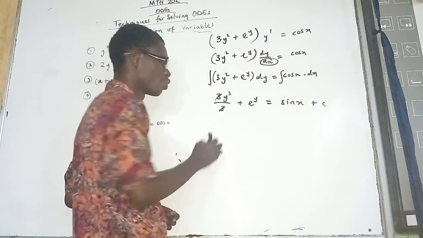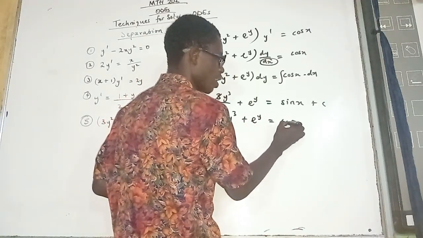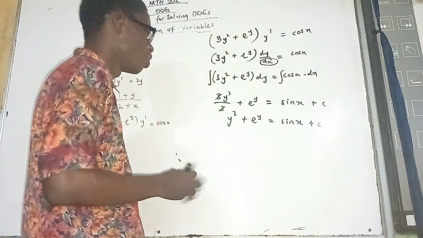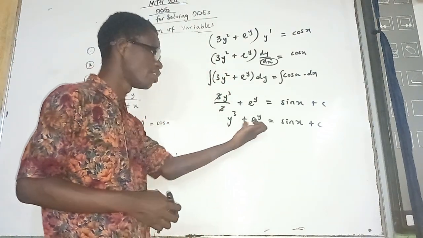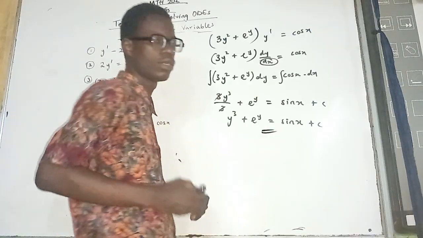So this cancels out and we have y cubed plus e raised to power y equals sin x plus c. Now there's something you have to notice here. There is no way you can easily separate this y from this e raised to power y. So basically, this is the answer to our ODE.